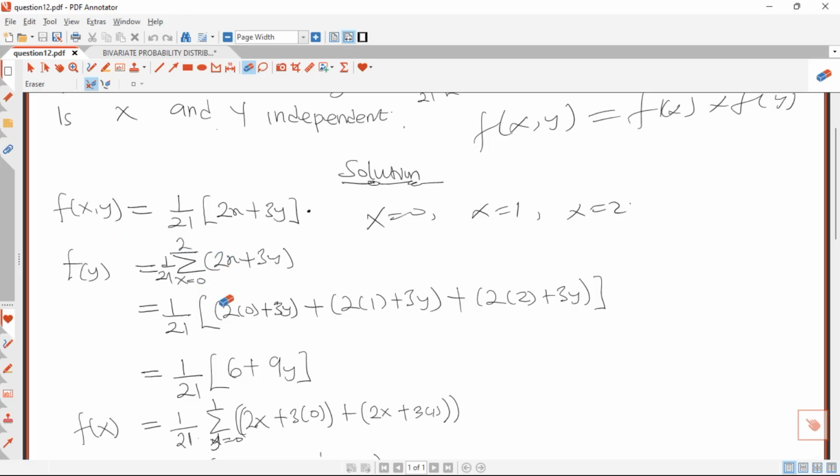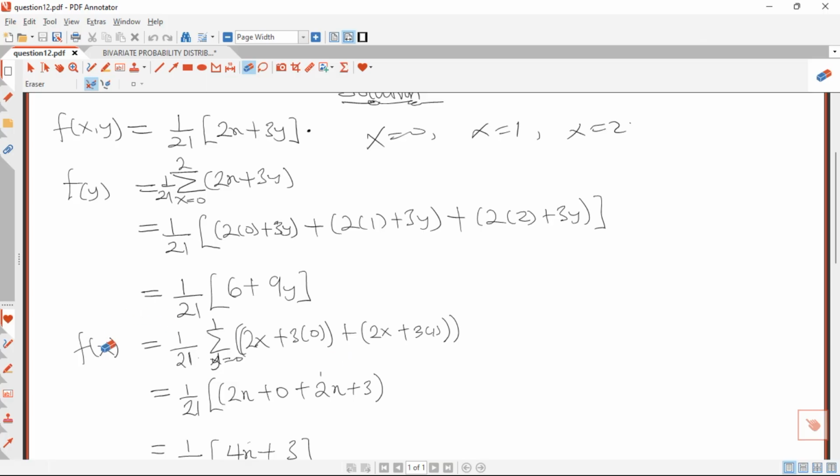So when we sum on x, this will be the expression. Here we are going to work for x equal to 0, x equal to 1, and x equal to 2. When x is equal to 0, anywhere we see x, we put in 0. That's the reason why we had 2 times 0 plus 3y. Here y will be constant, and when x is equal to 1 we get 2 times 1 plus 3y. And when x is equal to 2, we get 2 times 2 plus 3y. Then we add everything together and we get 1/21 times (6 plus 9y) to be the marginal of y.